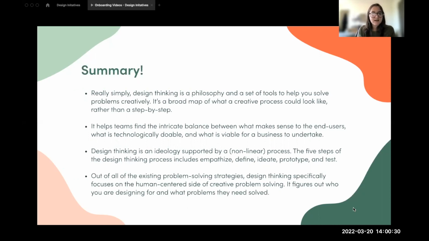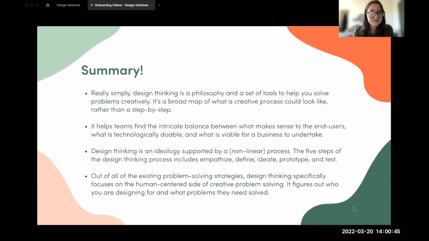And design thinking is an ideology supported by a non-linear process, meaning that you can jump between the steps or go back and forth. The 5 steps of the design thinking process include empathize, define, ideate, prototype, and test.